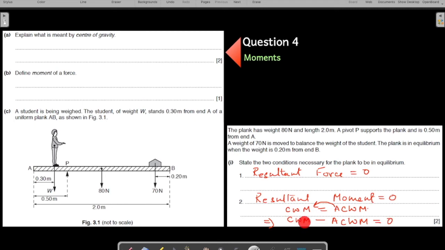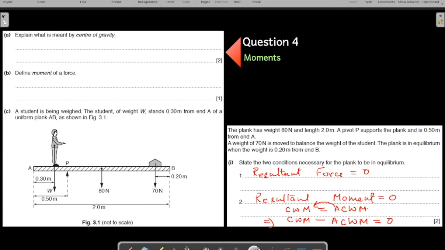That the resultant of clockwise and anti-clockwise moment, when you take the resultant, because they are in the opposite direction, there is a subtraction sign coming in between. The resultant of clockwise and anti-clockwise becomes 0. This is what it means. The resultant moment is equal to 0.